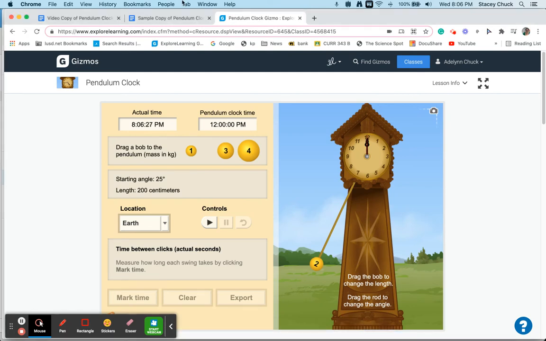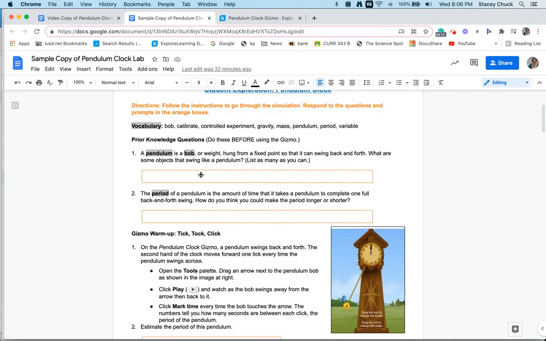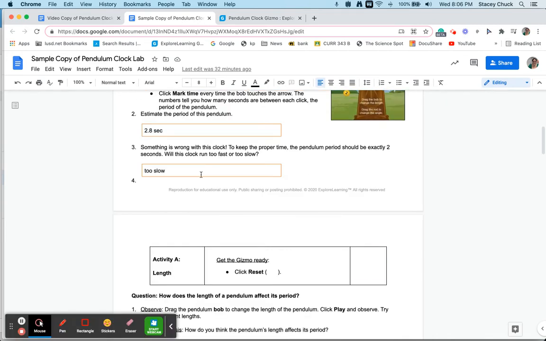Hi, everybody. I'm going to go over the Pendulum Clock Lab, the first day, pages 1 and 2, as well as how to complete page 3 of the lab.